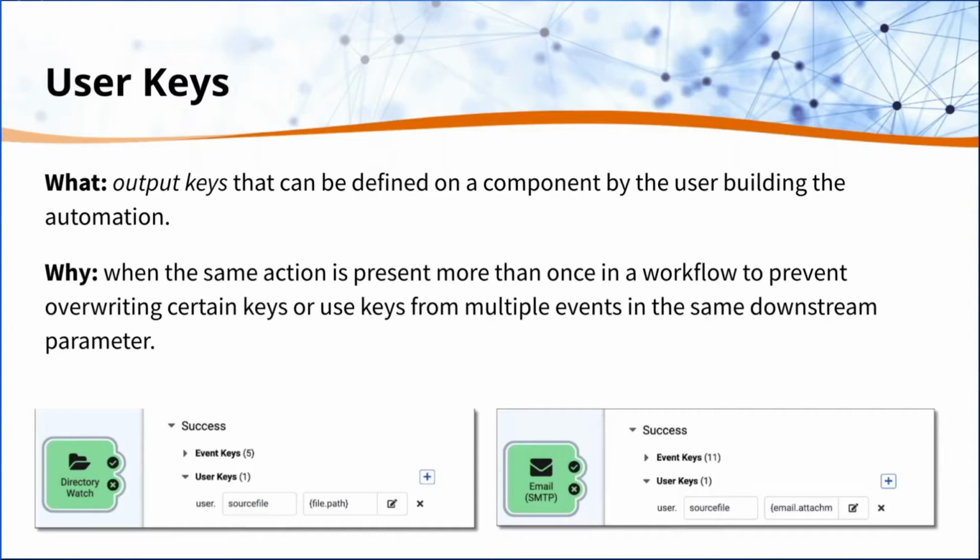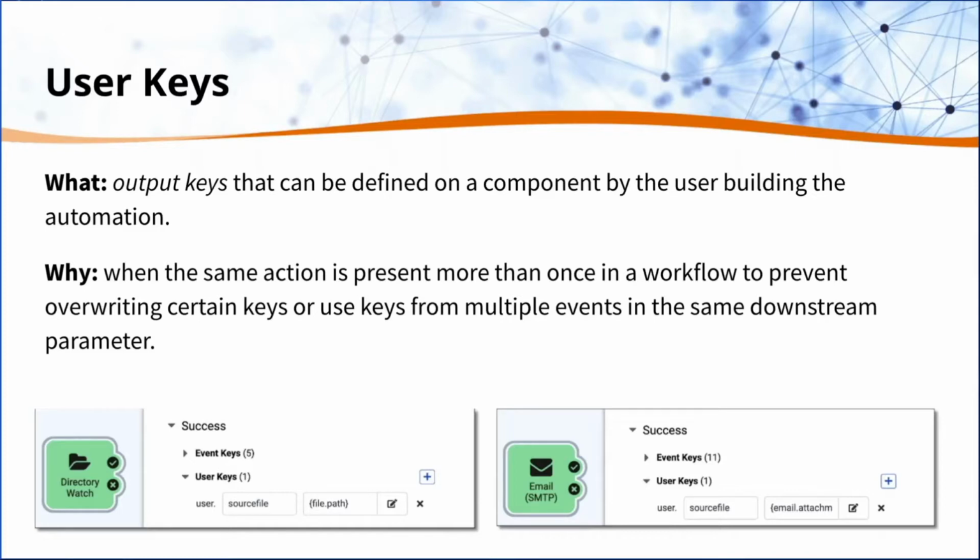Firstly, if the same action is present more than once in a workflow, then because the event keys have the same name across the different components, the upstream values will be overwritten. So to better explain that, if you can imagine you have 2 run workspace actions in sequence, only the second job ID will be stored in the final output JSON message. So to work around this, you can create a user key to give the first workspace job ID key a unique name, so these values both remain accessible.